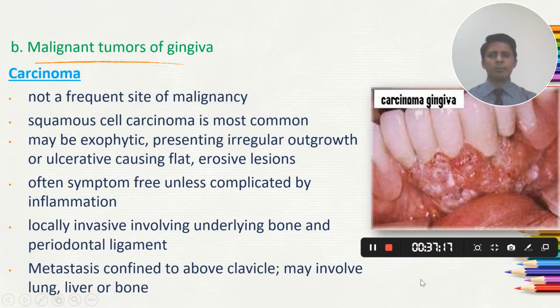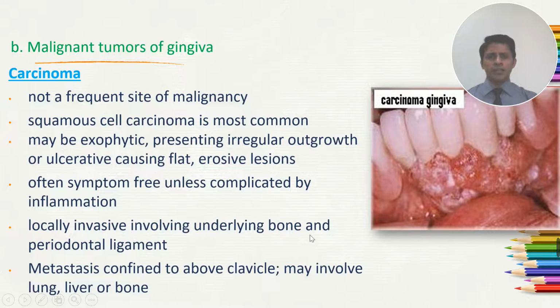Now coming to the malignant tumors of the gingiva, first is carcinoma. The gingiva is not a frequent site for malignancy, but squamous cell carcinoma is the most common type of carcinoma of the gingiva. It may be exophytic in nature. It may present as irregular outgrowth or ulcerative, causing flat erosive lesions.